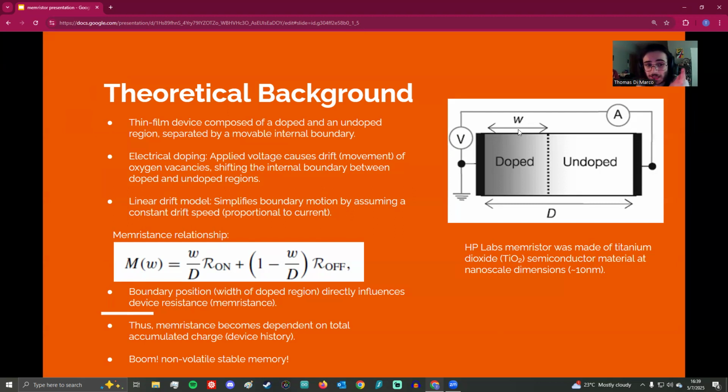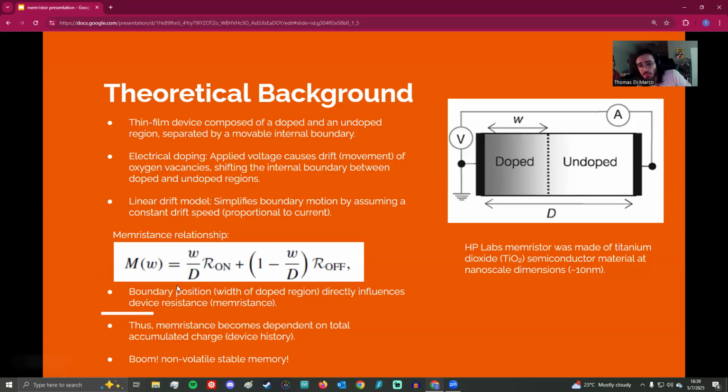So we know that the resistance, and thus the memristance, of such a device depends on its state, its history, its past. That can be specified to mean the width of the boundary between the doped and the undoped region. We can use that basically as a function of memristance. And we get this equation.